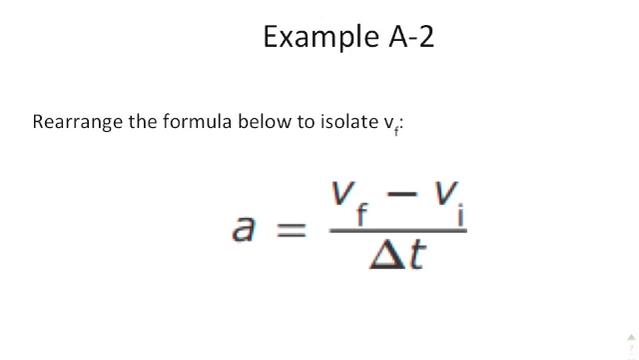Okay, guys, on this one, it says, example A2, rearrange the formula below to isolate for our VF, or that would be called our final velocity. Some helpful hints here. Think of this numerator as in parentheses, and you want to get the delta t to the other side first, and then isolate just for your VF on that one. Okay, let's see if we can't get that answer right, and we'll talk about it later.